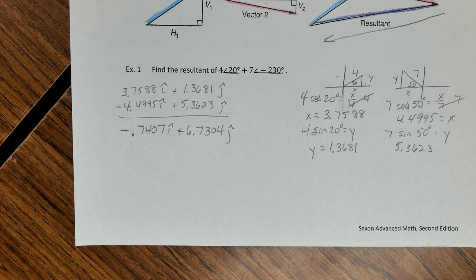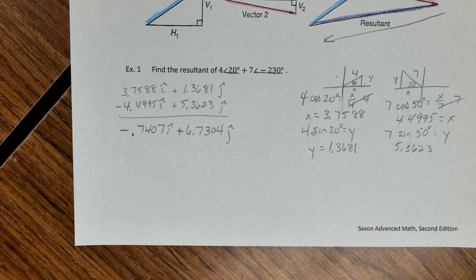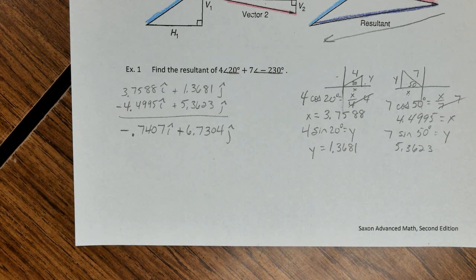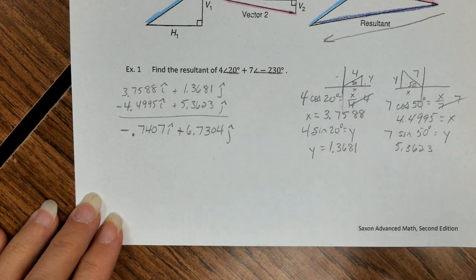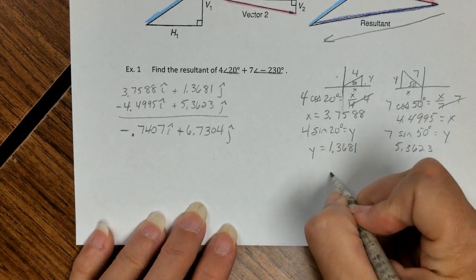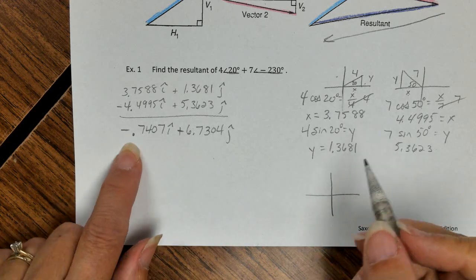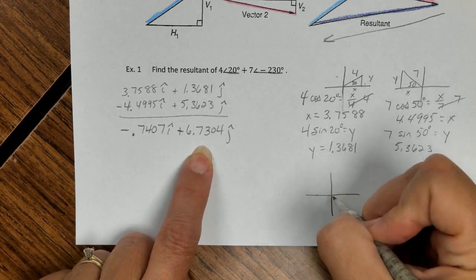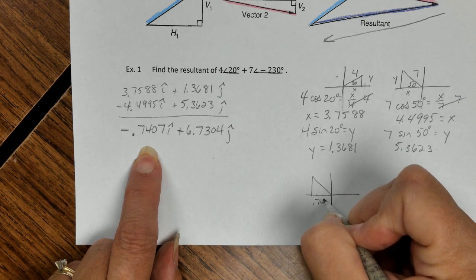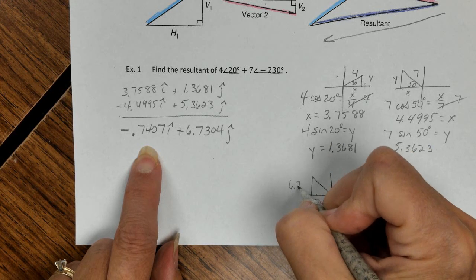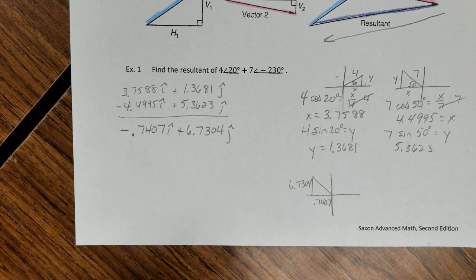Now, the good news is you don't have to put it in all four of them. You can just write the answer once. All right, so now I'll do a little sketch. X is negative, y is positive. We're here. The length of this side is 0.7407, and this one is 6.7304. I can find the hypotenuse using the Pythagorean theorem. That'll be our magnitude.